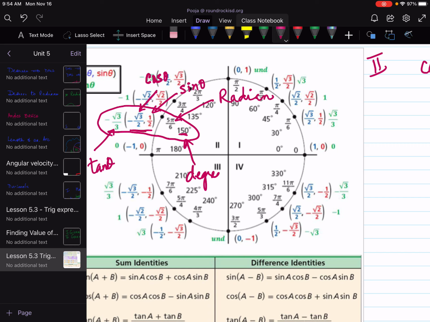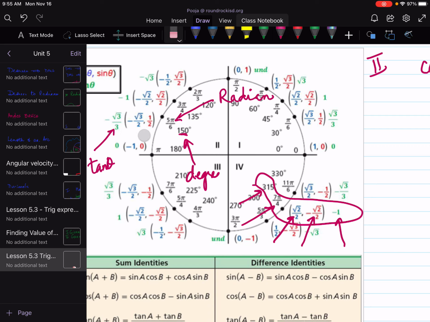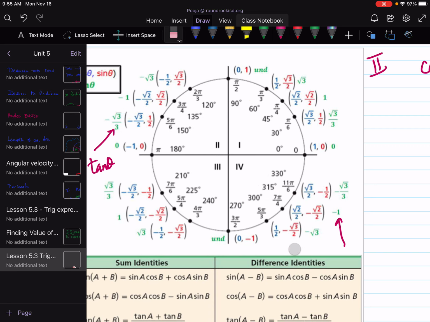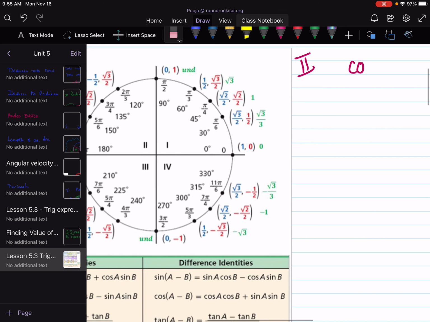So a lot of information is given here. If I were to pick something else, the same situation, if I were to pick this, we have the degree equivalent, 315. The radian equivalent of that is 7 pi over 4. Cosine of 315 is root 2 over 2. Sine of 315 is negative root 2 over 2. And tangent of 315 is negative 1. So pretty cool information there. Let's just use this now to evaluate a few things.